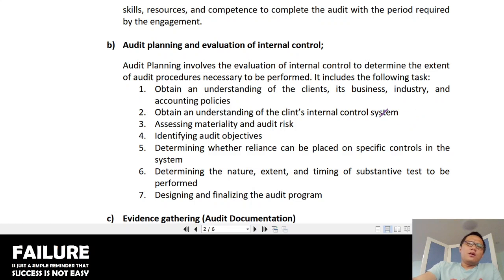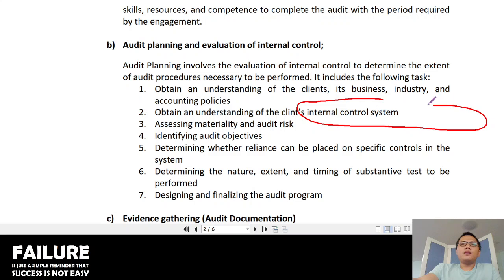Kumbaga, the auditor would rely on the effectiveness of the internal control. Kasi yun nga, directly related ito sa audit. Kasi kung effective ito, most likely, any material misstatements in the preparation of the financial statements are easily detected because the internal control is effective. Okay?